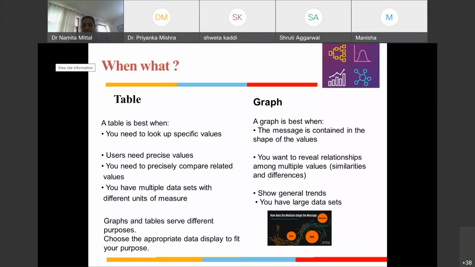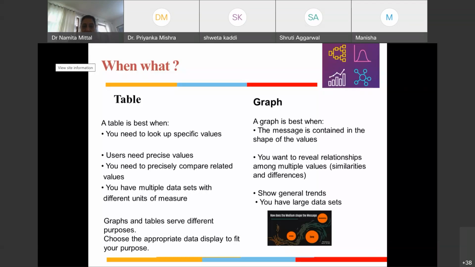Got it? But a graph is best when the message is contained in the shape of the values. Shape is nothing but what is the minimum, what is the maximum, what is the average. It gives a shape. I'll take the example of box plot where you'll understand it. Users need precise values. You want to reveal relationship among multiple values. So far we have seen the bar graph, we have seen the pie charts. Those are basically for the comparison purpose. Earlier what was there? Now what is there? If we need to compare, if we need to differentiate, then we go for graph.